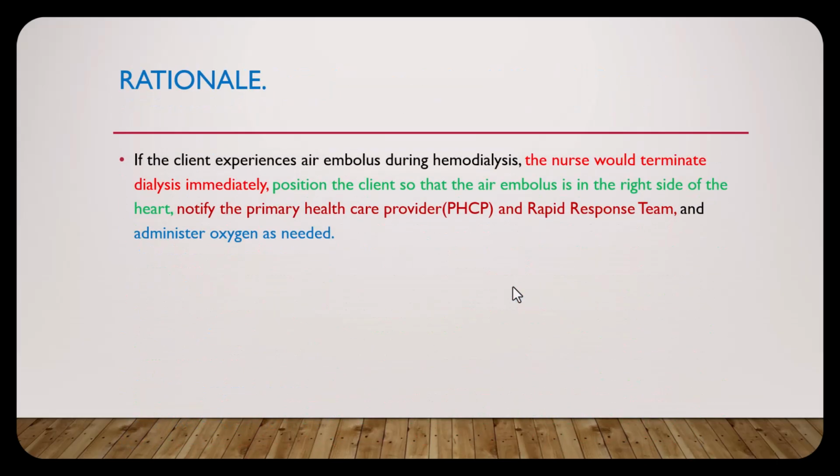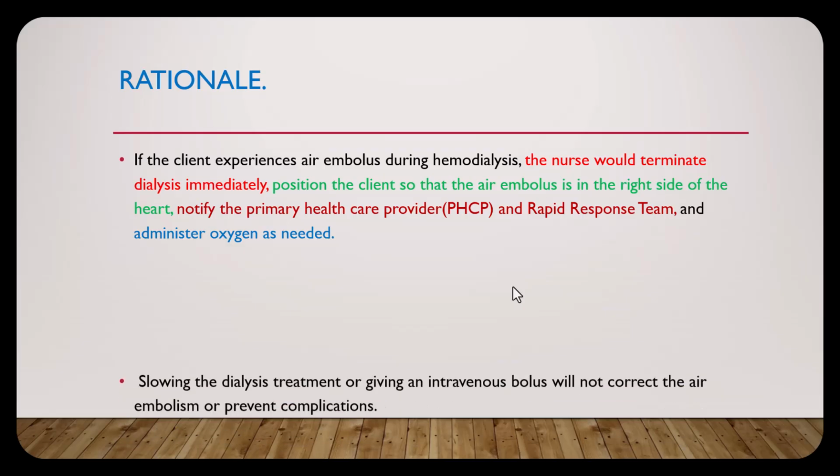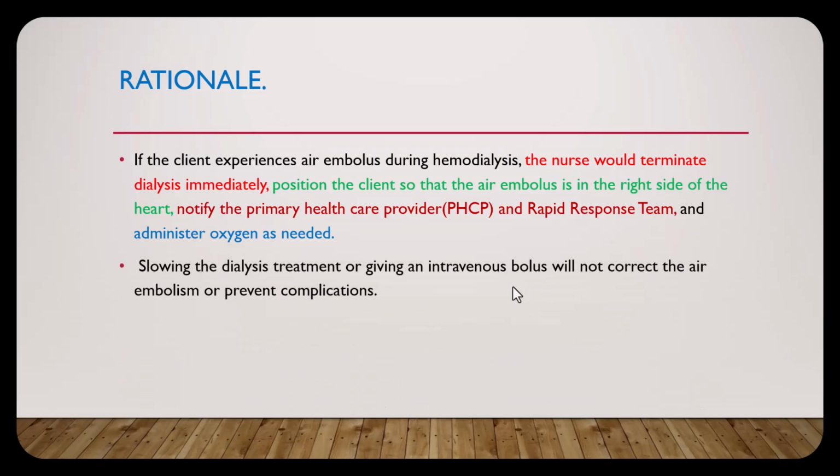If the client experiences air embolus during hemodialysis, the nurse will terminate dialysis immediately and position the client so that the air embolus is in the right side of the heart. Also, notify the primary healthcare provider and rapid response team and administer oxygen as needed. Slowing the dialysis treatment or giving an intravenous bolus will not correct the air embolism or prevent complications.